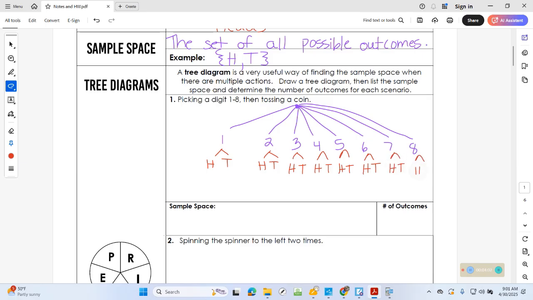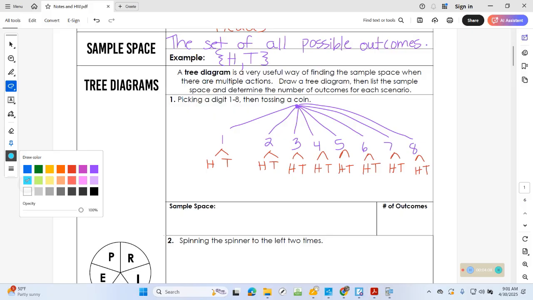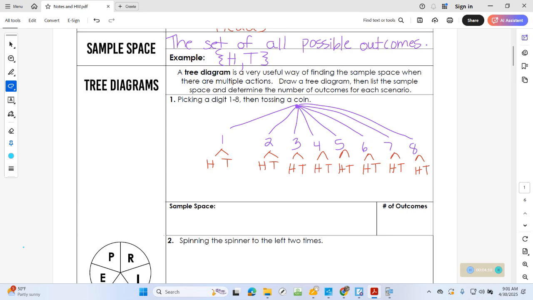And I'm still going. Okay, all right. Get your very lovely tree diagram made. Okay, now it's going to ask us to write out the sample space. So set, again, I don't care if you have the braces, that's up to you. So all of our possible outcomes here, meaning I could have a 1 with heads, a 1 with tails. I'm going to just do 1H, 1T. I could have a 2 with heads, a 2 with tails.